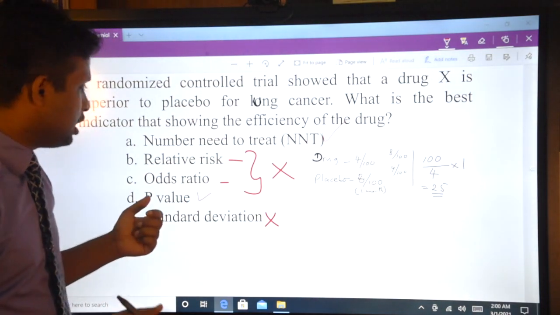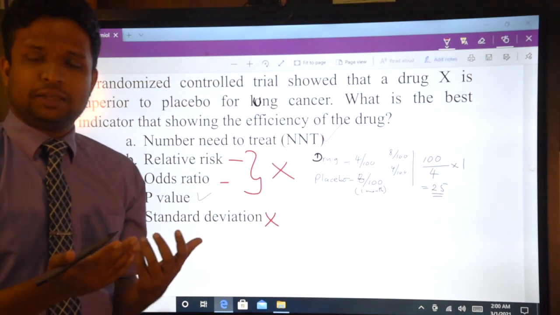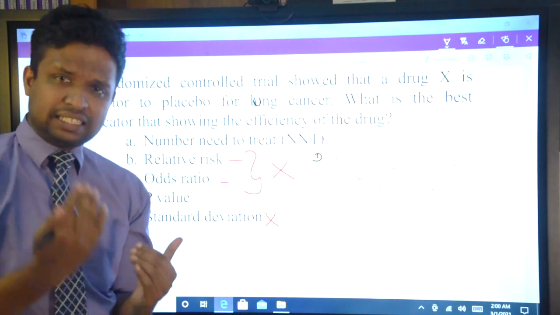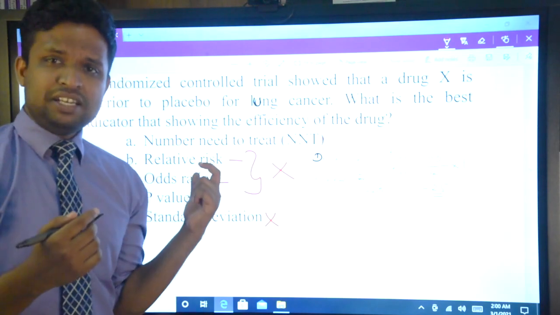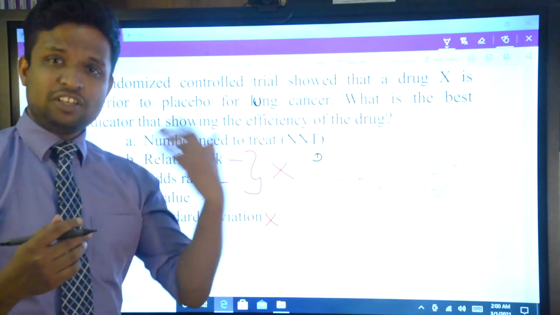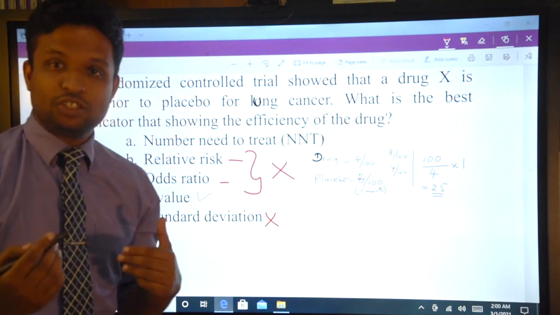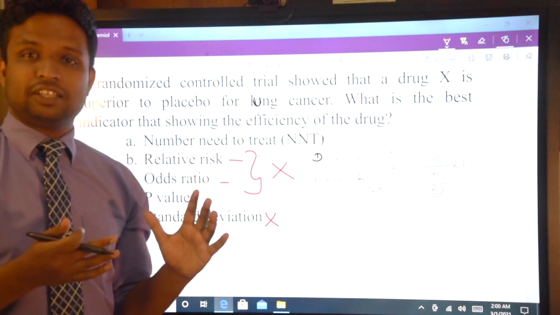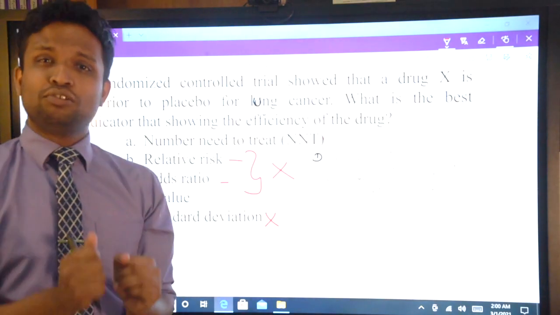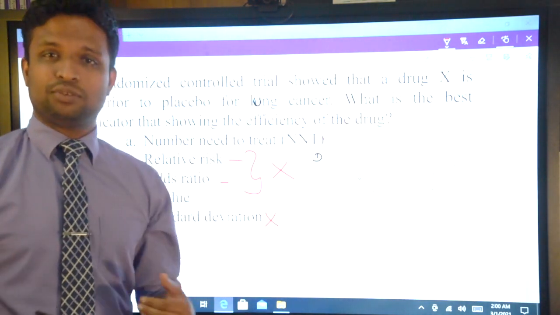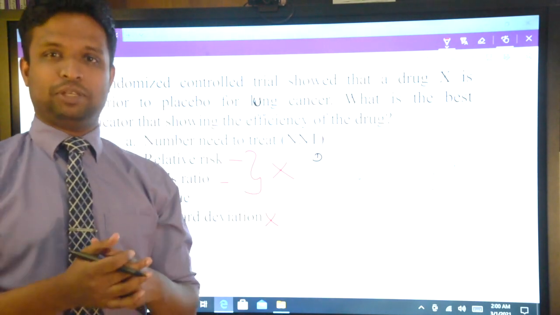The reason is, even though p-value is significant, that only says statistical significance. That means whether it is statistically significant or not. Number needed to treat says how many of them you need to treat in order to survive 1. There might be situations where there's a statistically significant association, but in order to save just 1 individual, you may need to treat 100,000 individuals or 1 million people.